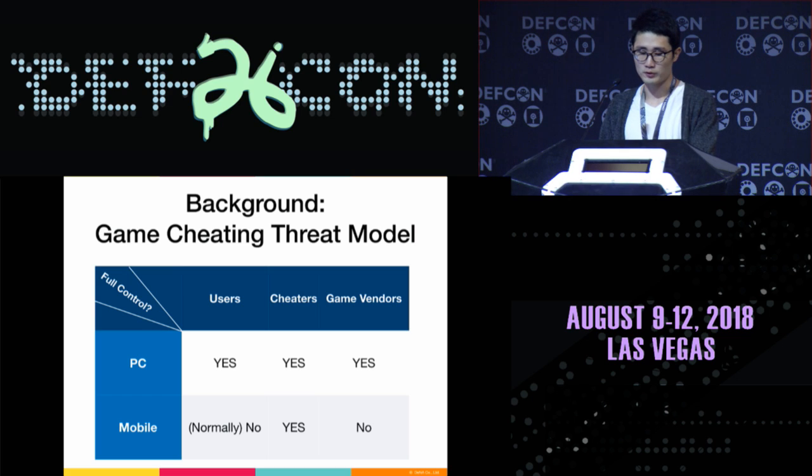We define three roles in the game cheating threat model: users, cheaters, and vendors. For PC games, all three of these roles have full control over their PCs. They are allowed to install or run privileged code. But on mobile devices, it's different. Users usually don't have permission to access their devices unless they rooted them. And this is the same for game developers. However, the cheaters usually want rooted devices. Then the cheaters are the most powerful.